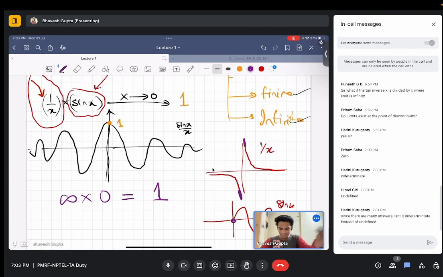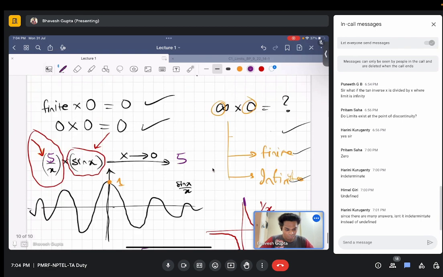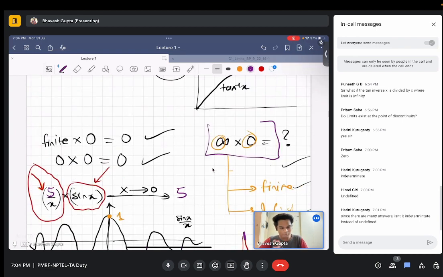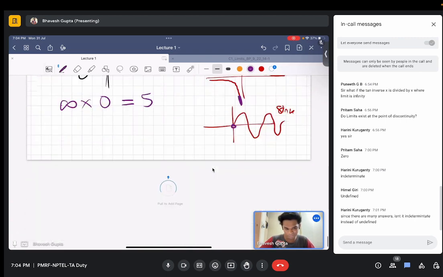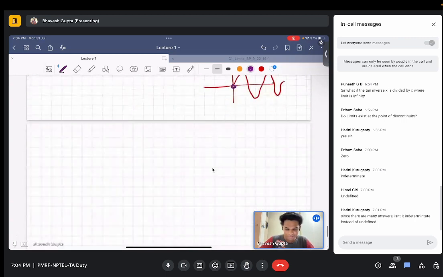I can construct many examples. For example, I can multiply this with 5. So what do I expect? I do expect 5 here. So I might end up with a different answer altogether. So this can be infinite or finite. So what do we call this kind of form in math? We call this kind of mathematical form an indeterminate form. They are actually undefined unless and until I know the structure.